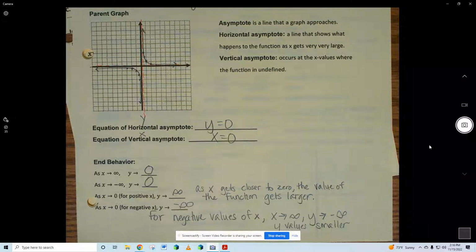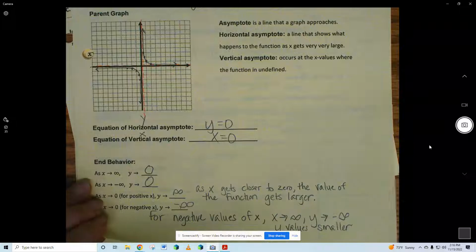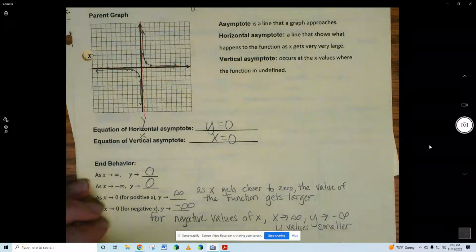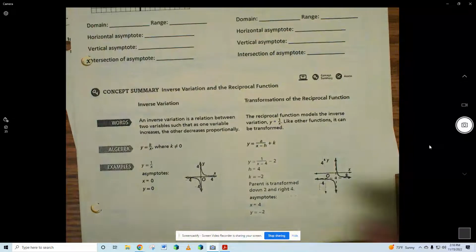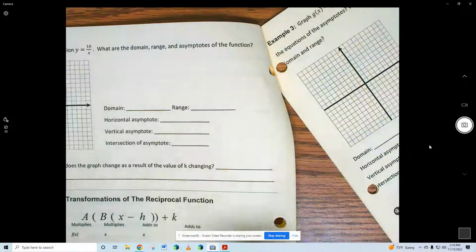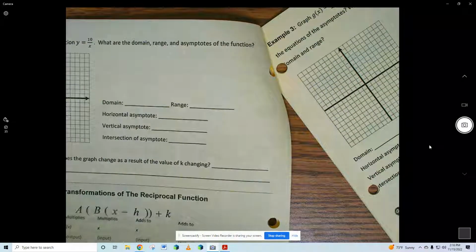Can I turn the page? So now I'm going to give you, instead of a numerator of 1, a graph where my numerator is going to be 10. 10 divided by x.